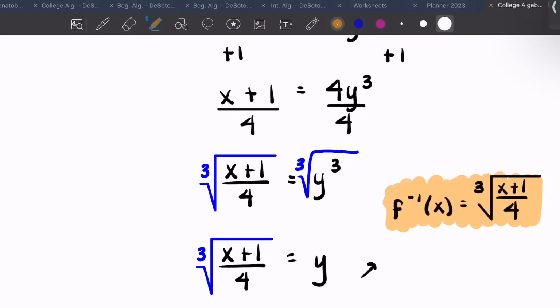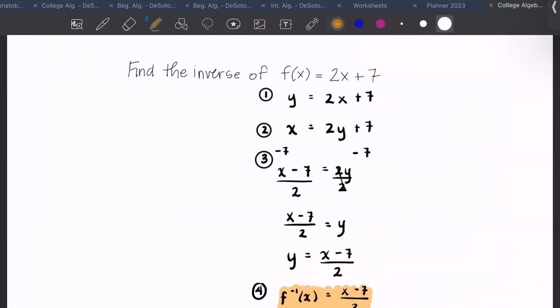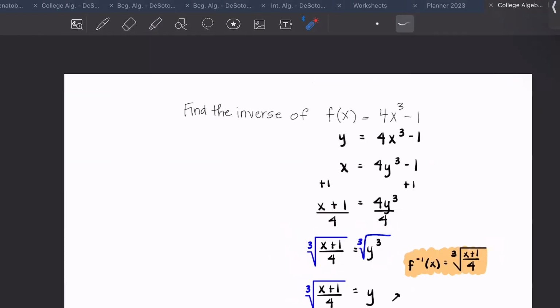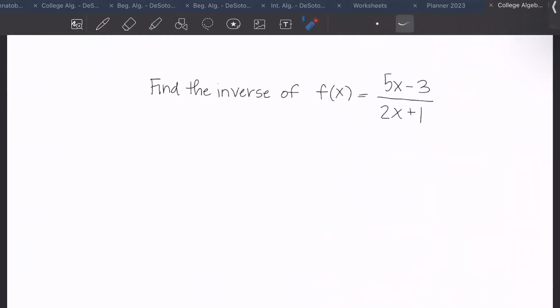So the first one, we just had a regular function. We didn't have any powers or anything like that. And so solving for y was pretty standard, pretty easy. Over here, once we solved for our power, we get down to where we have y by itself, but it's with a power. We need to take the root of whatever power we have to get y by itself. All right, let's do this one.